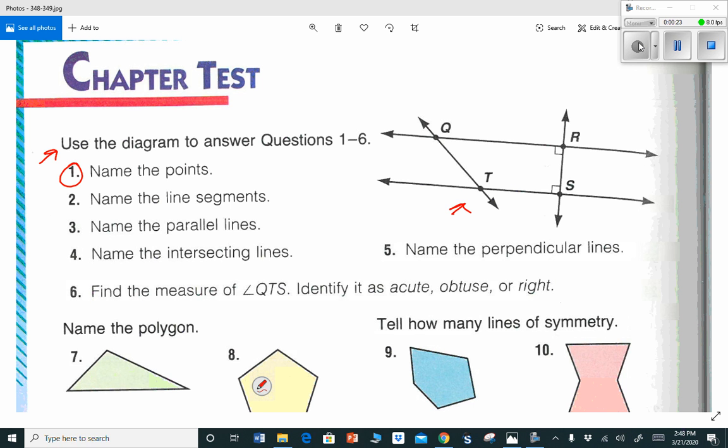All you put are the capital letters that name points. If you want to put commas in between them, that would be great. That's what that should look like. Number 2 says to name the line segments. That's a little more complicated. Can you figure out how many of them there are?